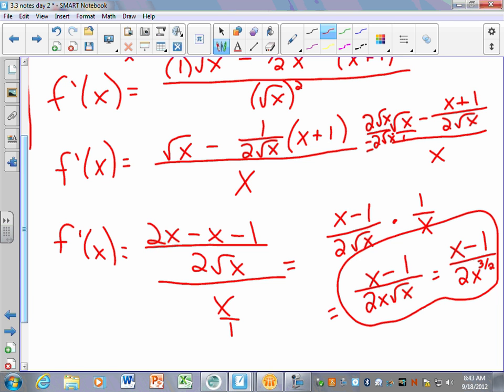How do you know you're finished with the problem? Well, if it's odd, definitely check in the back of the book. But you should never leave a fraction in a fraction when you're doing these problems. You should always try to simplify that, which is where the quotient rule can get a little bit messy. Let's do another one.